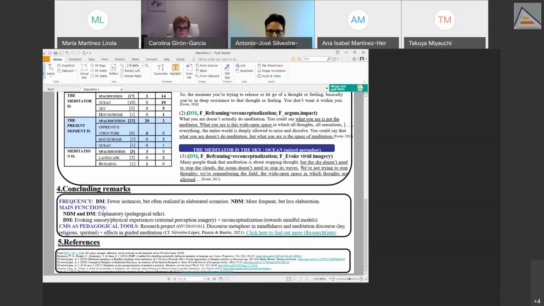There's an ongoing project in which we're dealing with how metaphors are used to frame different concepts related to mindfulness and meditation in lay, religious, and spiritual contexts. And we're also testing the effects on guided meditation. So we've already got an article on that, and well, this is what we're doing so far.